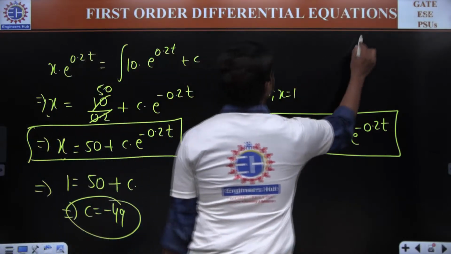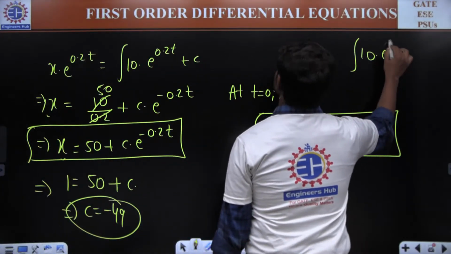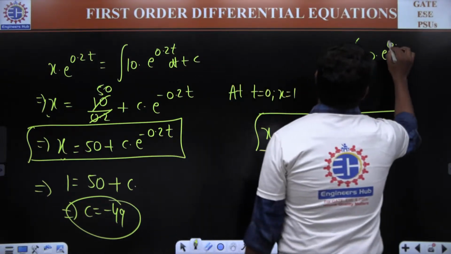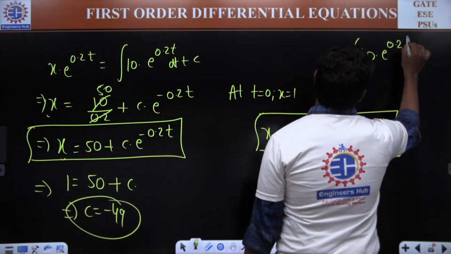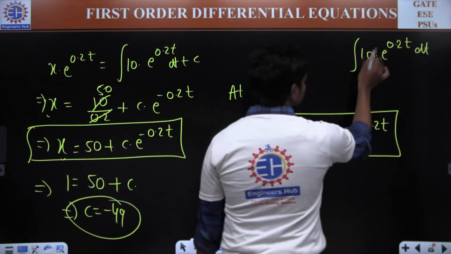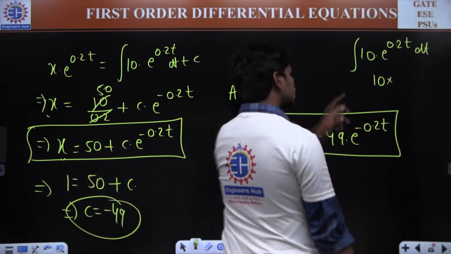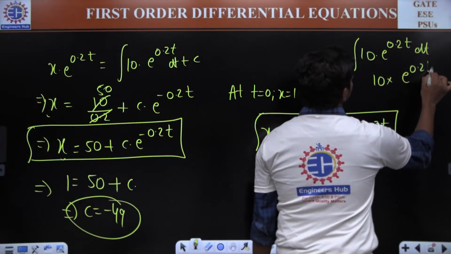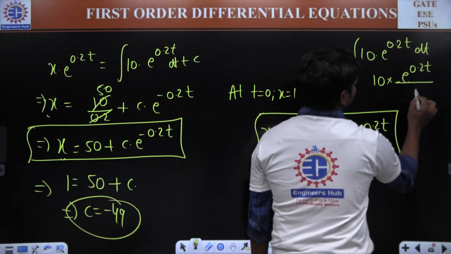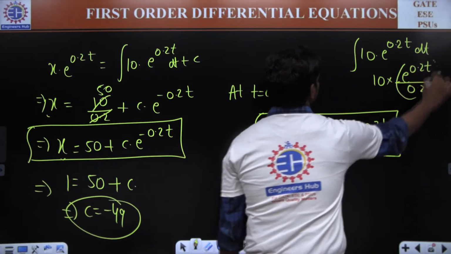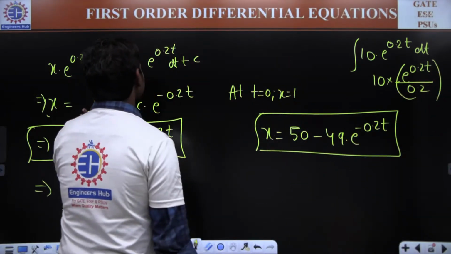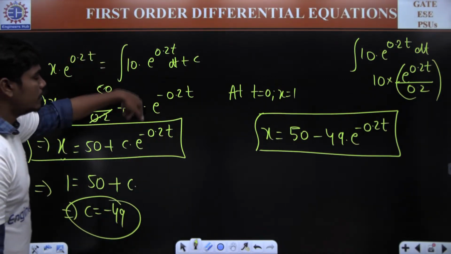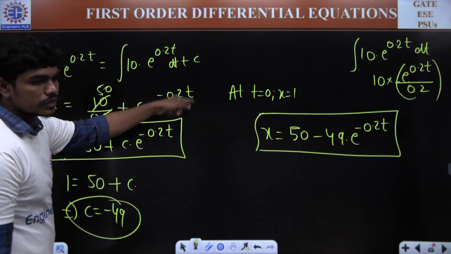So see here. Integral 10 into e power 0.2 t, of course there is one dt here, plus constant. So 10 into e power 0.2 t dt. This is what you have. This 10 is a constant. So 10 into integration of e power 0.2 t is e power 0.2 t divided by the inner derivative of this function, which is 0.2. So this is how we have, which I have written something like this here. And then cancelling e power 0.2 t everywhere, you will be getting e power minus 0.2 t here.